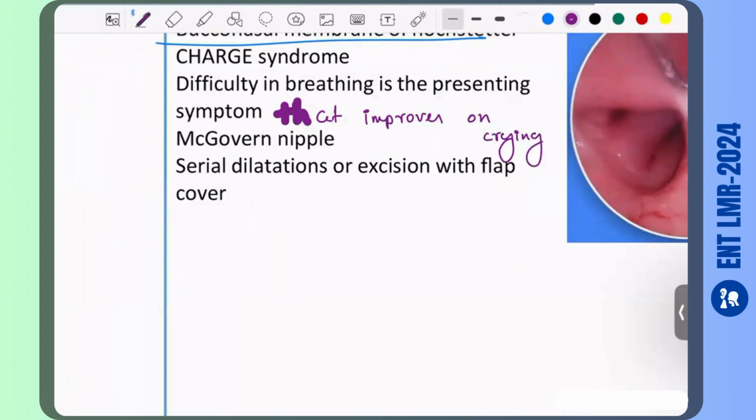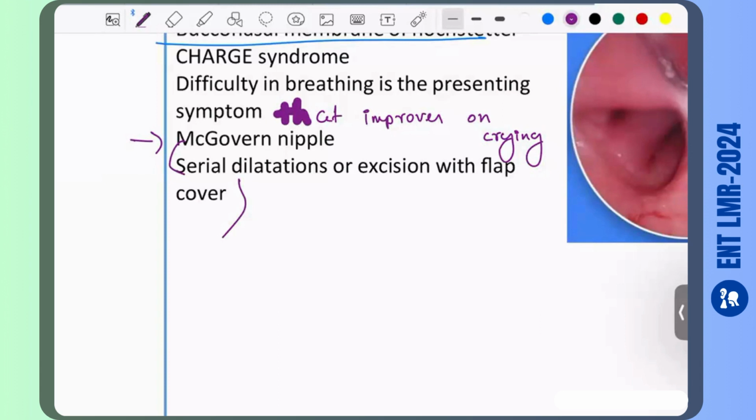Infants being obligate nasal breathers, they will have no space for breathing through the nose. If that is the case, you could introduce a nipple into the mouth, which is called McGovern's nipple. If the atresia over the posterior part of the nasal cavity is not improving, you could do serial dilatation or excision of that atresia with flap cover.